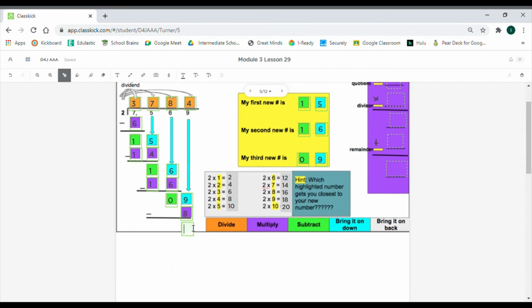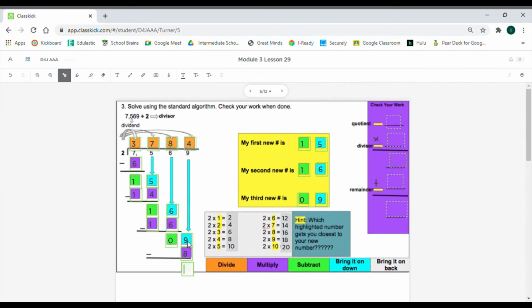The last thing I did, you guys, was subtract. 9 minus 8, and I got 1. Did you get a remainder of 1? If you did, you are absolutely correct.